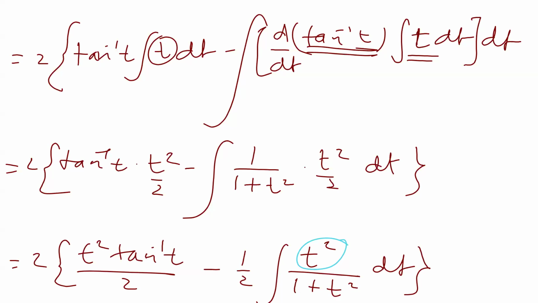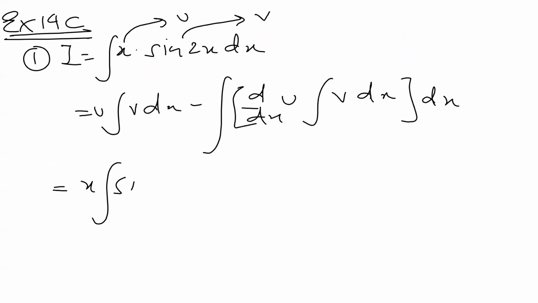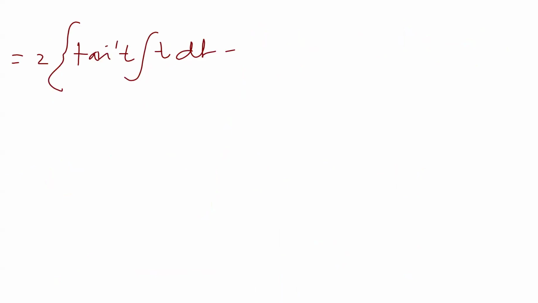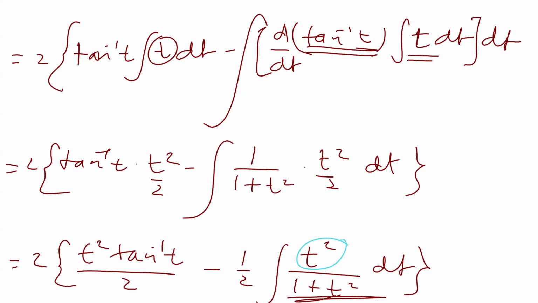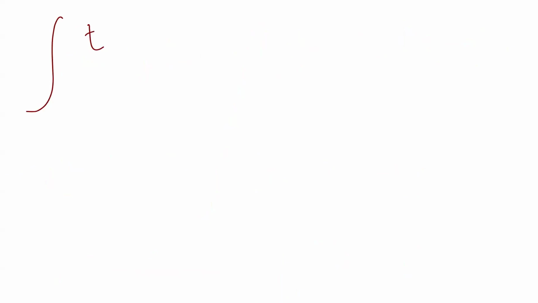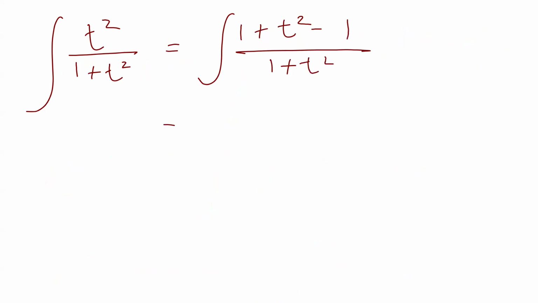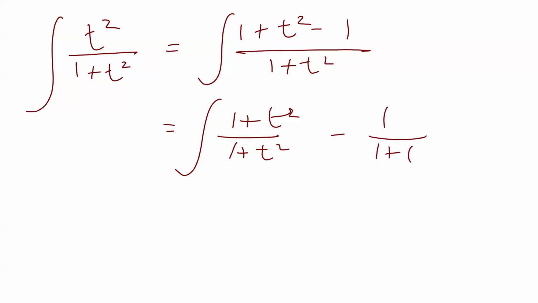So I'll just show you how to do this. You can do it on your own later on. Okay. So what we have to do is, this part I'll just show you. t square upon 1 plus t square. So add and subtract 1. Make numerator same as denominator. Now split dt, this will be.